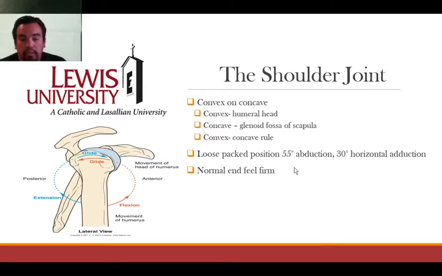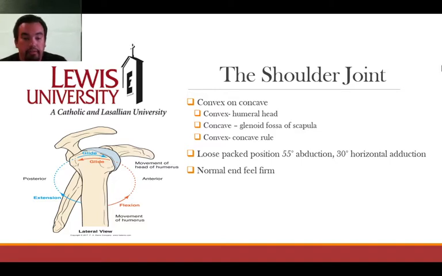It says loose pack position is at 55 degrees of abduction and 30 degrees of horizontal adduction. So what is loose packed position? Well, we have two different types of positions we discussed before. We have close packed and loose packed positions. Close packed positions is where you have the most bone surface making contact, okay? So for this, loose pack position is when there is the least amount of contact within the joint and thus the most amount of joint play available. So that'd be at about 55 degrees of abduction, so arms out to the side, and then 30 degrees of horizontal adduction, so almost into that scaption area.